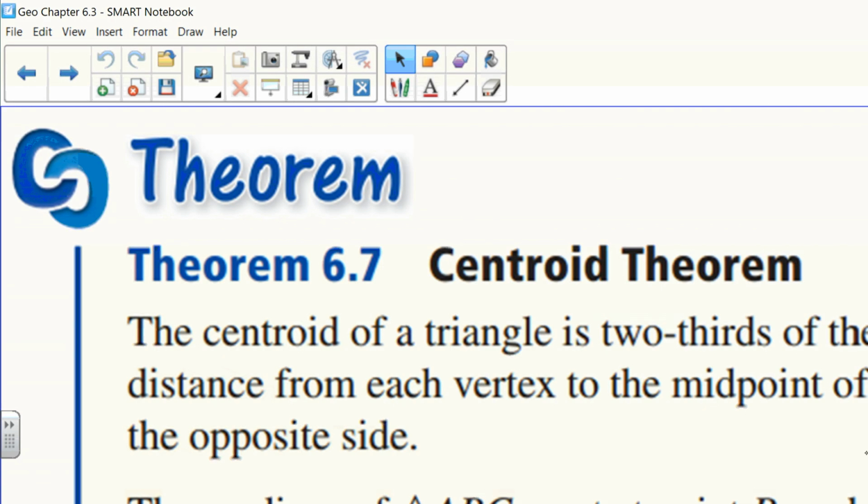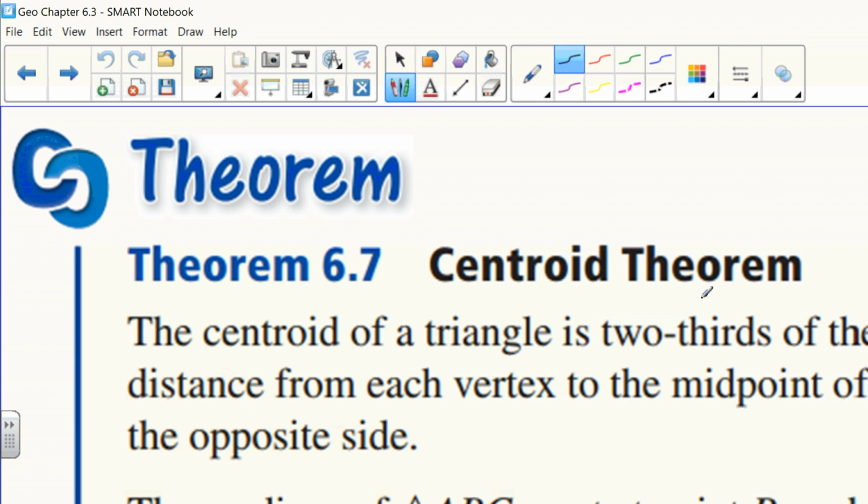Is centroid in the centroid theorem. Now, the centroid actually wasn't the circumcenter that I showed you all yesterday with the balancing point. It's actually the centroid. The centroid is the balancing point of a triangle. Now, the centroid is three lines that connect from the midpoint to the opposite vertex. And the centroid's the point where they meet.